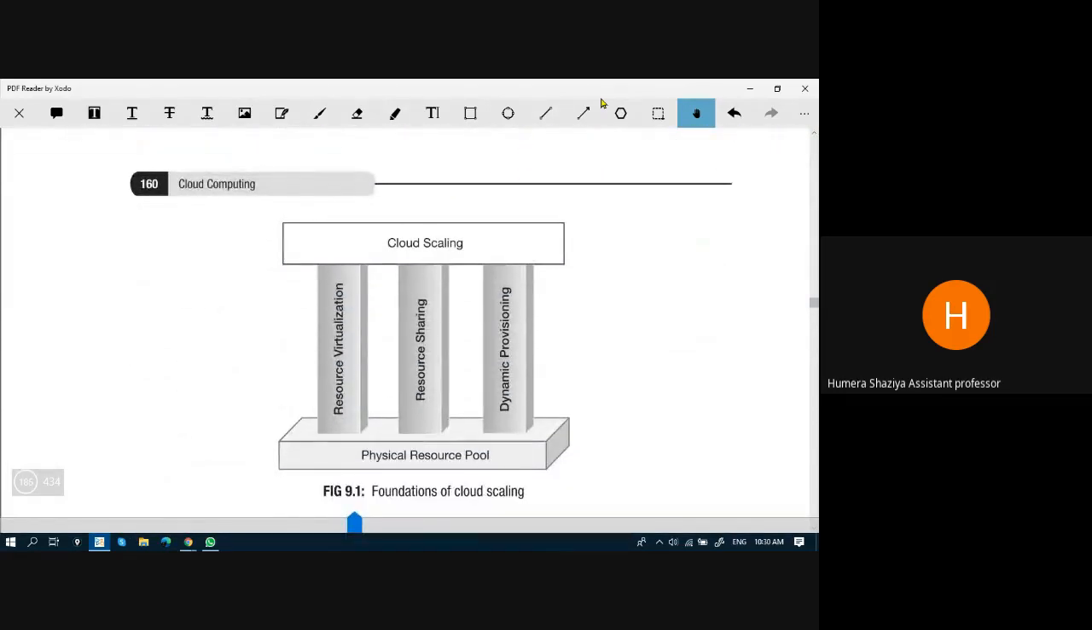You can look at this figure. This is physical resource pool. Here you have processor, memory, disk, networks, networking devices. All these occur here, and these are the three pillars on which scaling, auto scaling, has been made possible. Okay, we discussed all these concepts.